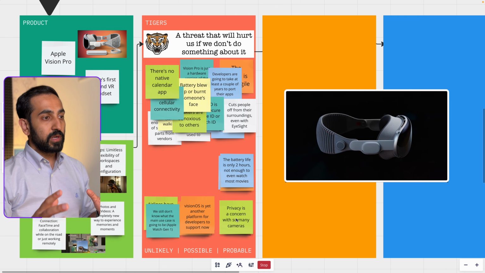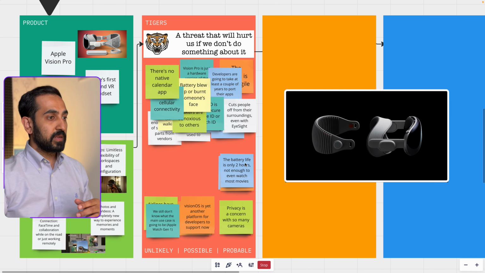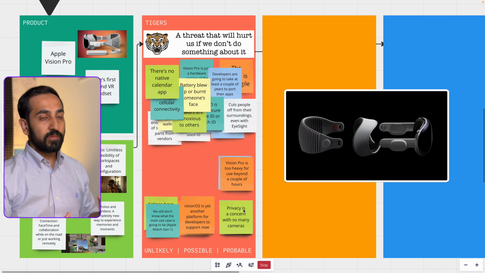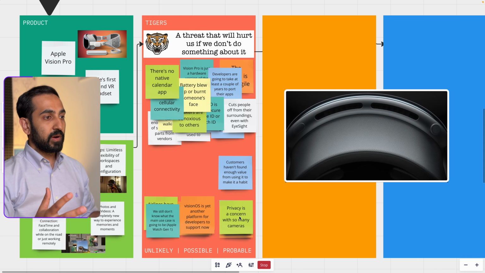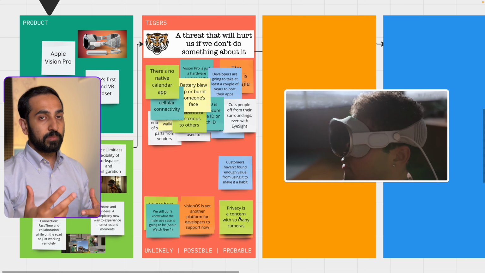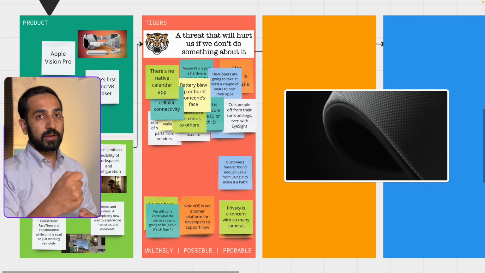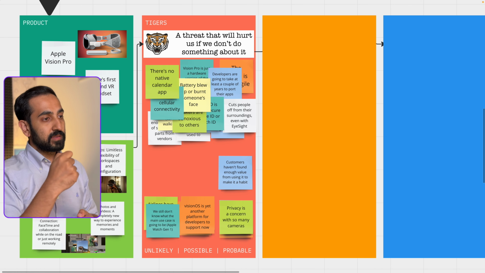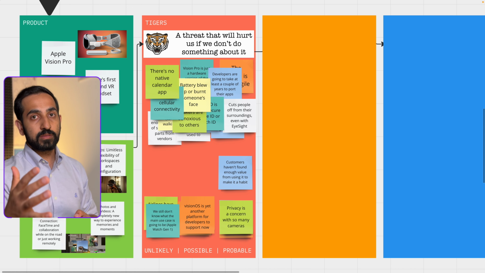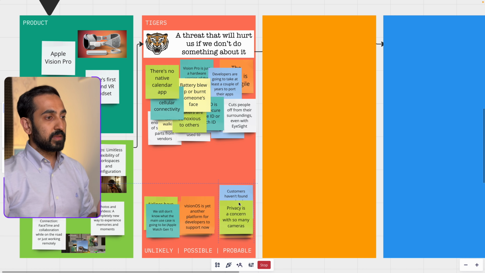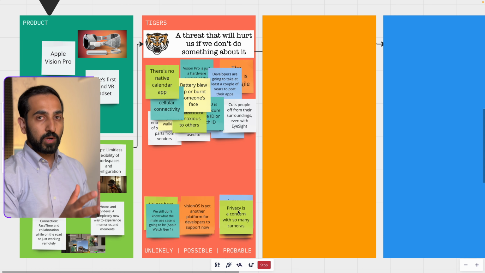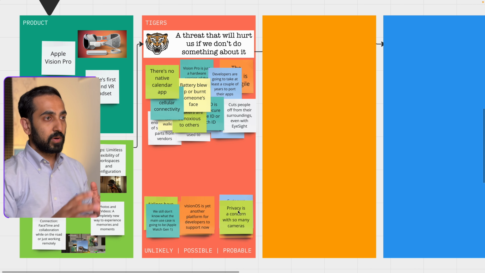The battery life is only 2 hours. We have to improve that in the next version. Vision Pro is too heavy, another hardware improvement for the next version. And customers haven't found enough value from using it to make it a habit. We have to work to make Vision Pro a habit. That's the only way that it's going to replace the iPhone and the Mac in the decade to come. So these are things that we need to mitigate. So those are all the tigers that we need to be thinking about.